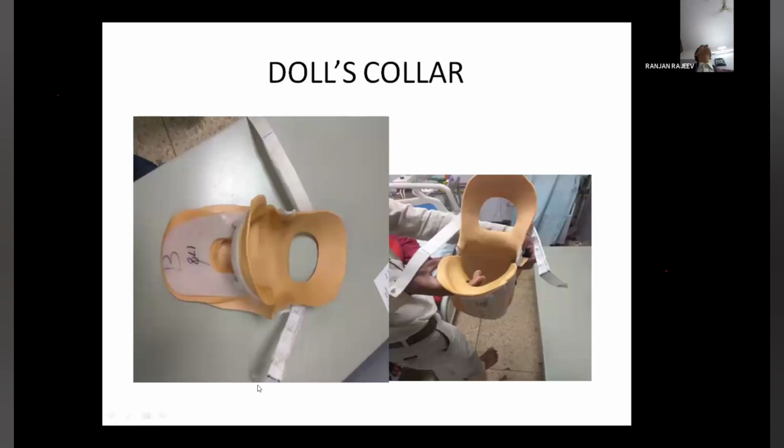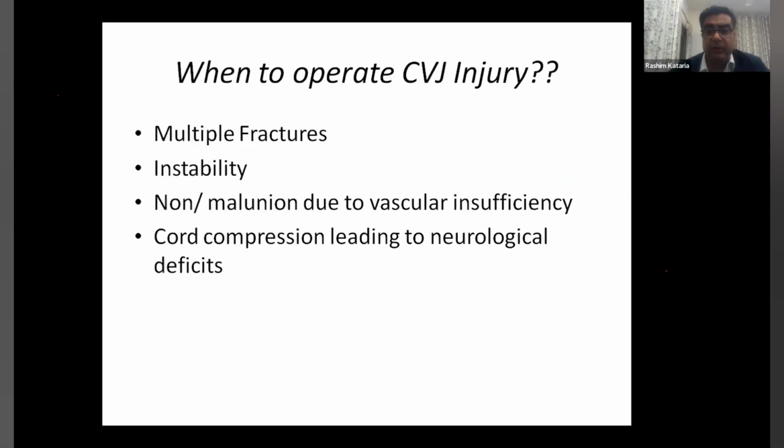This is a collar which looks like the Philadelphia collar. This was developed by our Department of Rehabilitation at SMS Medical College, and we are using it.